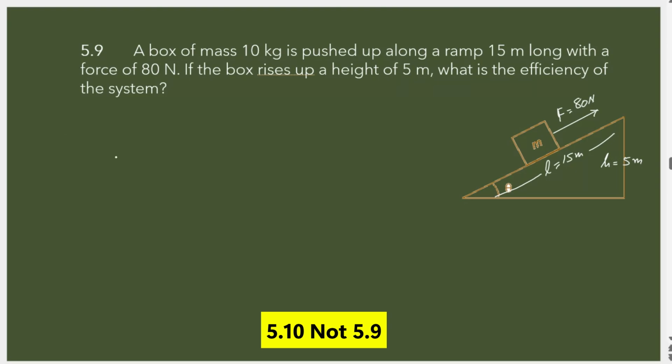We write the data here. Mass of the box m is equal to 10 kg, and length of the ramp L is equal to 15 meter. Height of the ramp h is equal to 5 meter, and the force which is pushing the box in the upward direction is equal to 80 Newton. We have to calculate the efficiency.